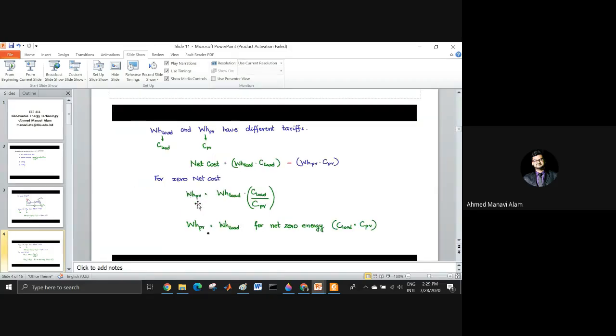So WH_PV equals WH_load times C_load divided by C_PV. Now if my C_load and C_PV are the same, suppose the unit price of apple and the unit price of orange are the same, though it will not be the same in reality, but for simpler purposes so that things do not get complicated, we know that WH_PV equals WH_load. That means the amount of load you need at your household has to match the amount of PV power at your rooftop. Then you will not have to pay a single penny for your electricity.